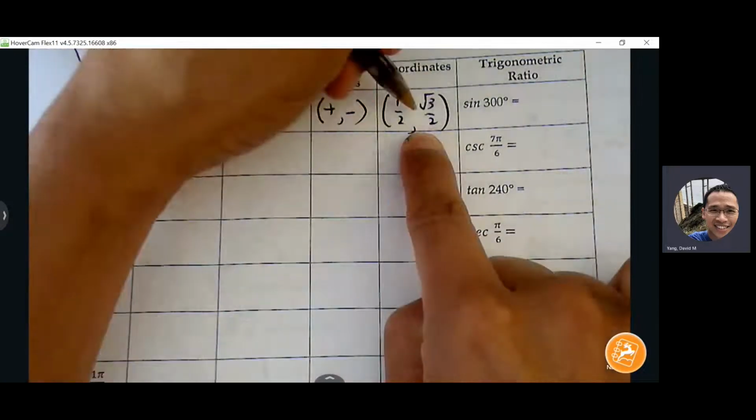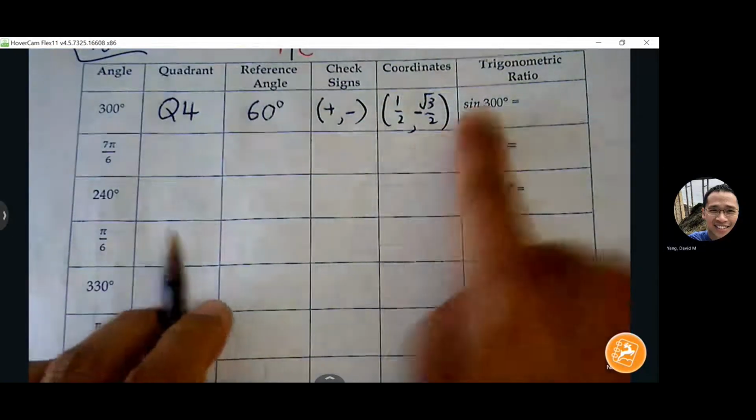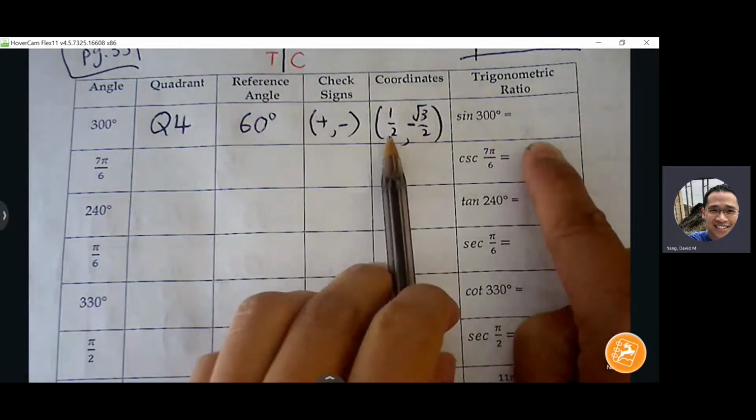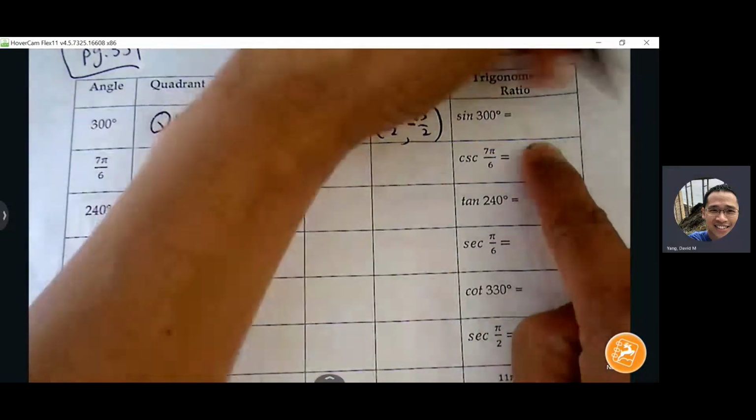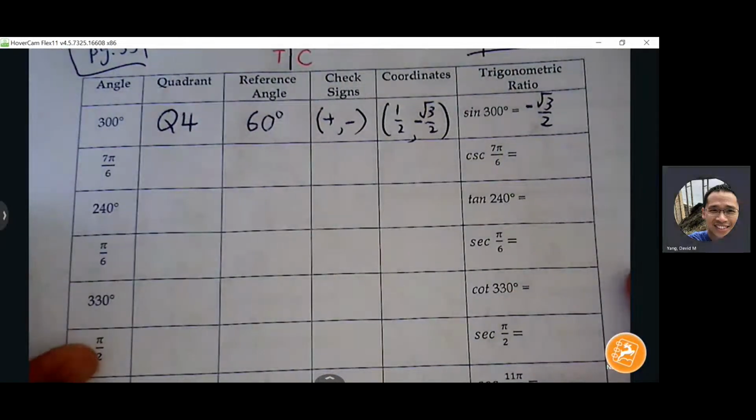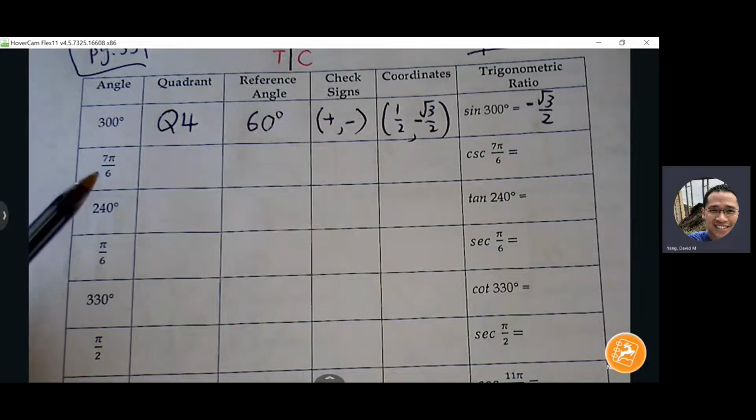Negative carries over my value. And now I'm asking for sine of 300. Is sine involving the x or the y? Y. Negative. Okay, all right.